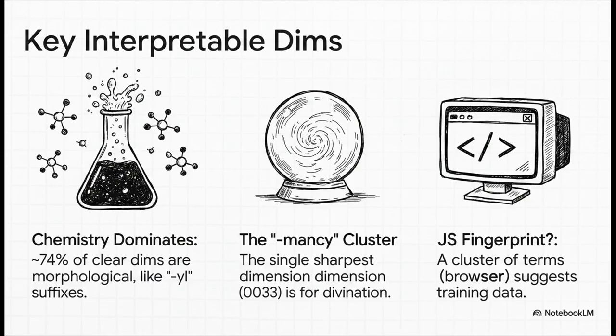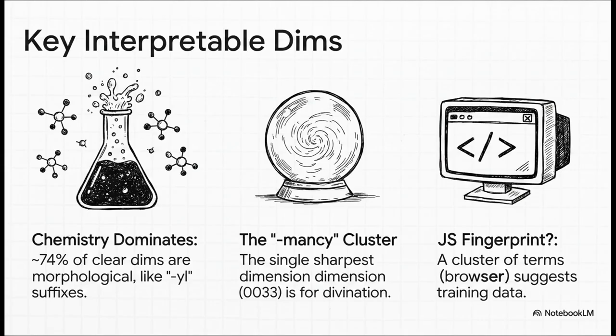So what about that tiny fraction that we can understand? Well, this is where it gets fascinatingly weird. The vast majority, nearly 3/4 of the understandable dimensions, were just chemical suffixes, like "ill." The model isn't a secret chemist. It just noticed a simple pattern in words.